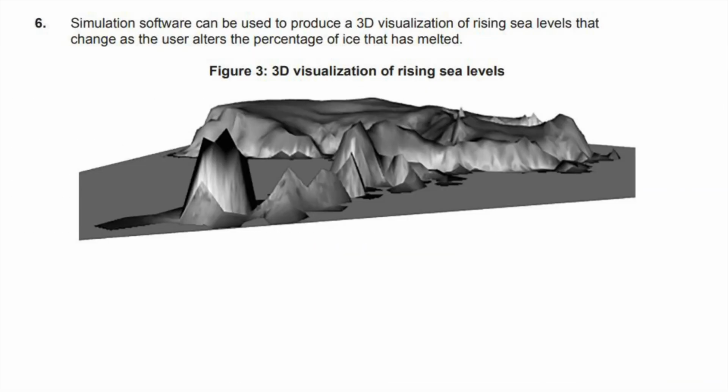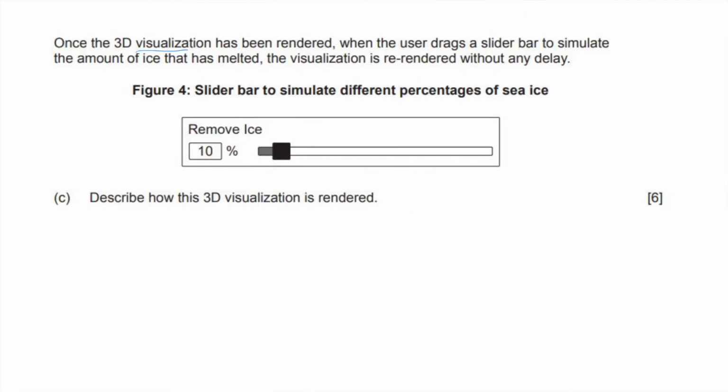So now let's take a look at an IB example or an IB problem that asks about the rendering process. Here it says a simulation software can be used to produce 3D visualizations of rising sea levels that change as the user alters the percentage of ice that is melted. In other words, real-time rendering. Once the 3D visualization has been rendered, when the user drags a slider bar to simulate the amount of ice that is melted, the visualization is re-rendered without any delay. Describe how this 3D visualization is rendered.